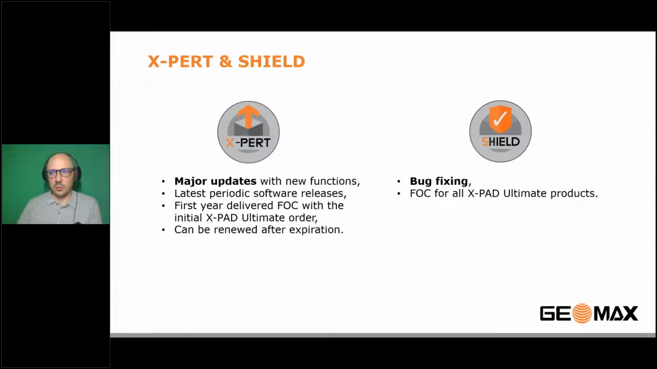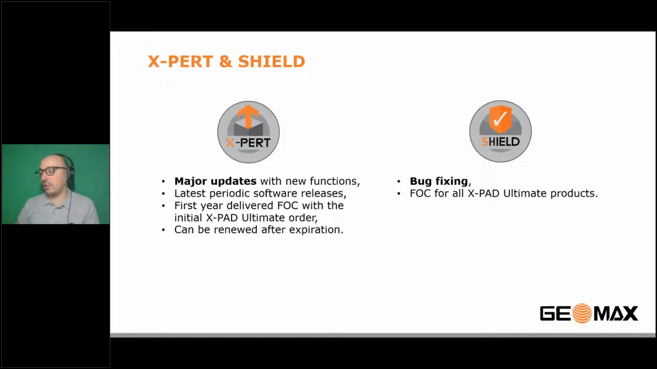Just a quick introduction to explain a bit more what the service pack is and how you can access its content. In XPAD Ultimate, I'm sure you already know, we have an upgrade policy that consists of two parts, what we call expert and what we call shield. Shield means bug fixing and improvement of existing functions. In this case, shield is available for everyone, if you have a maintenance plan or even if you do not. So everyone can upgrade to the latest release, version 4.7, and get all the improvements.